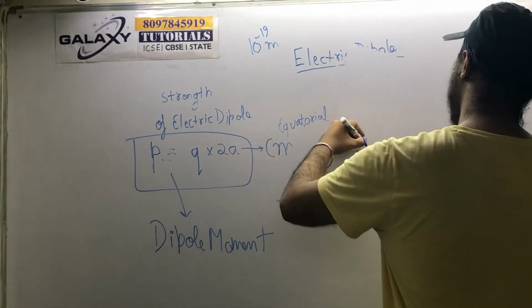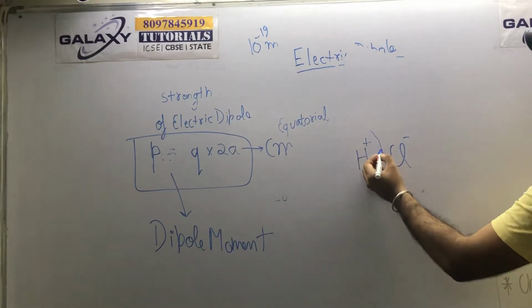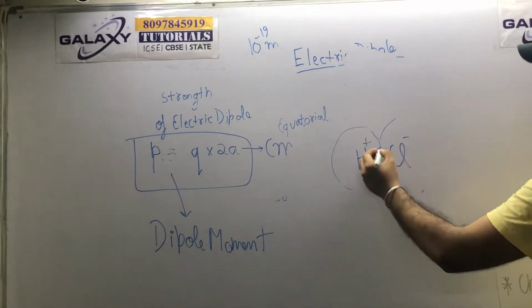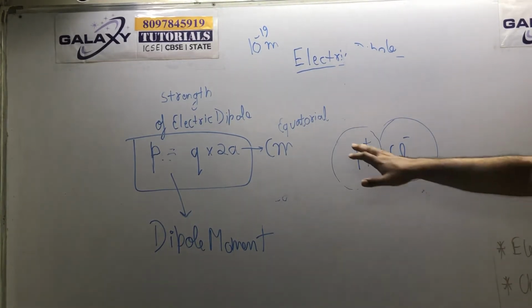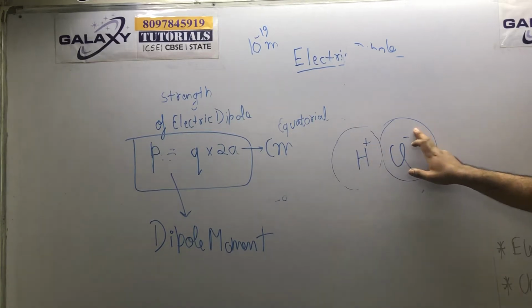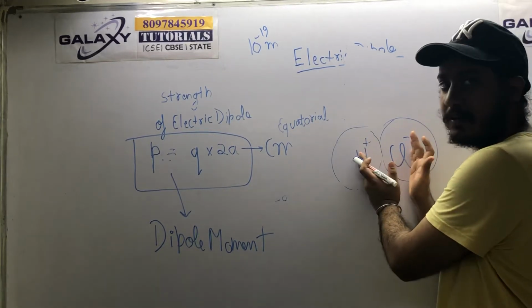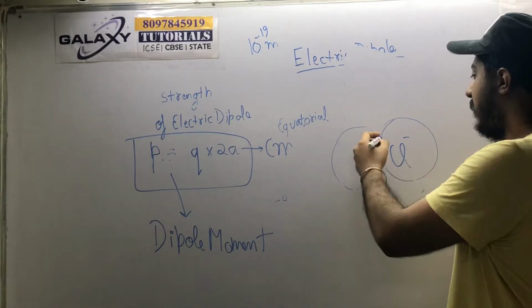So H has a plus charge and Cl has a minus charge. So how are these two held together? These two are held together by a polar bond. This one is a positive charge and this one is a negative charge, and they are very close to each other. The distance is very small. Okay, it must be in that magnitude.